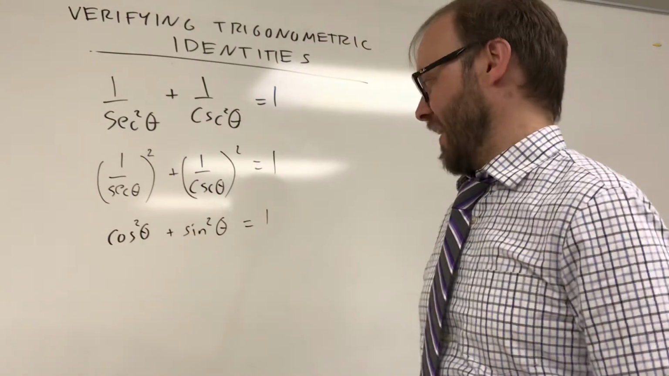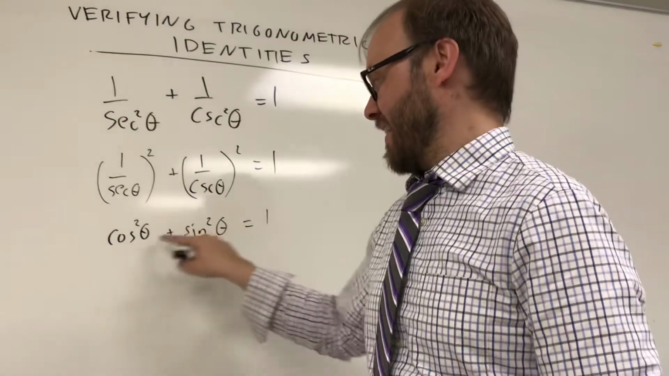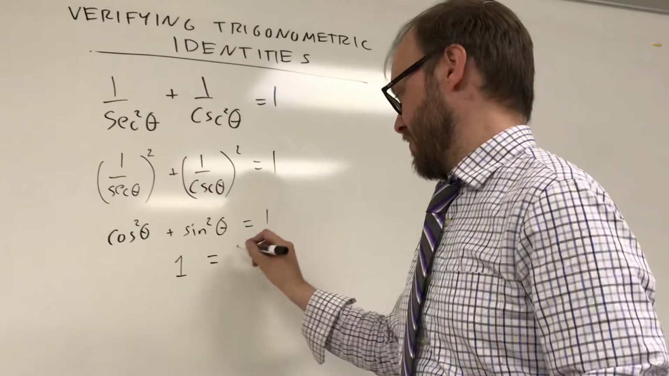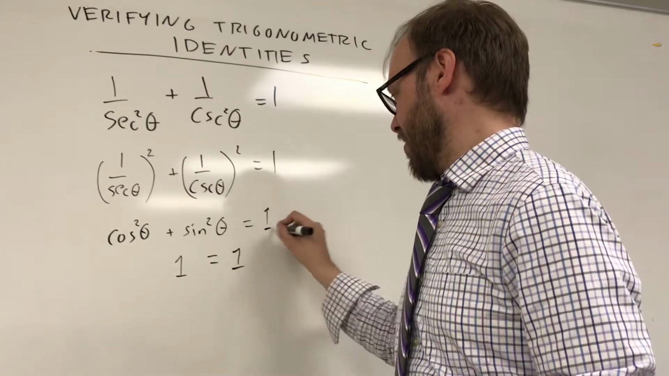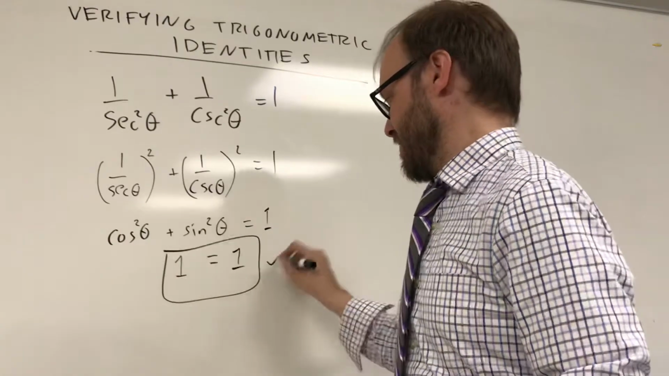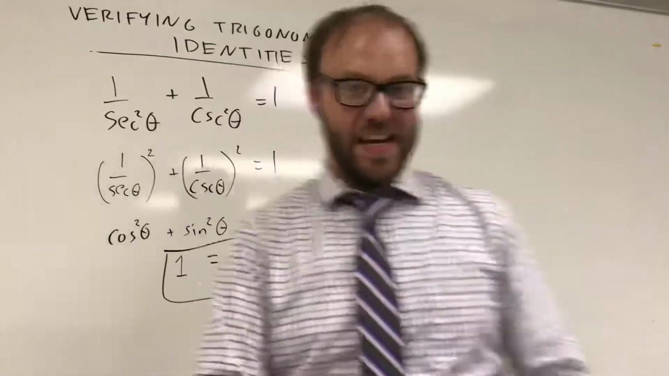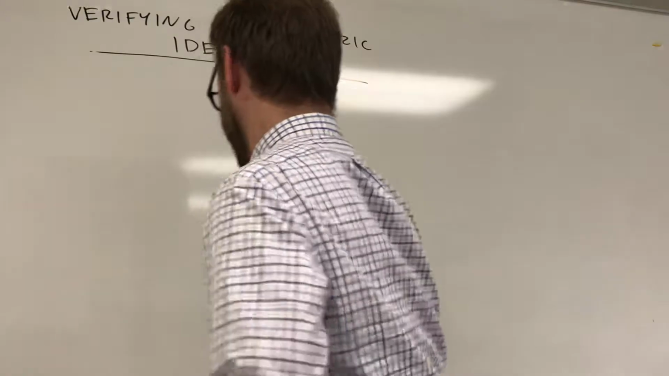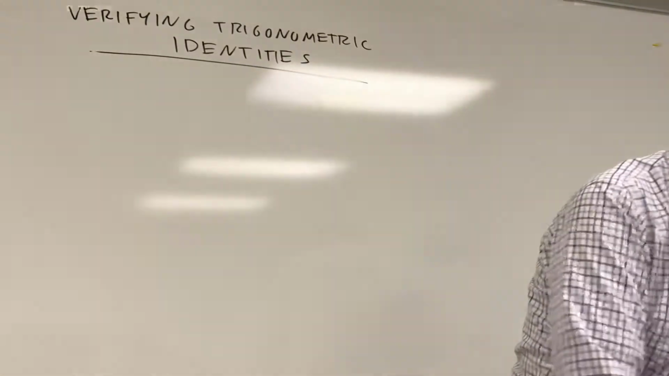That's equal to 1. And of course, we know the Pythagorean identity that sine squared of theta plus cosine squared of theta is equal to 1. So you can replace that with a 1. It's equal to 1 on the other side. And again, we've shown that the left-hand side is equal to the right-hand side. All right, so there's another identity verified. We know that that original statement is a true statement.